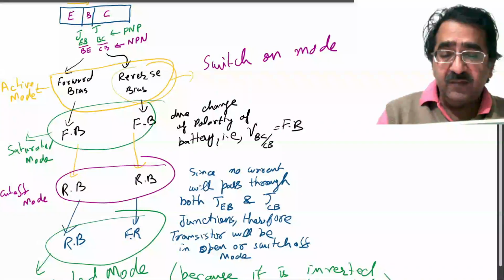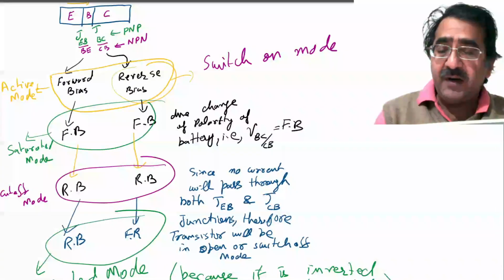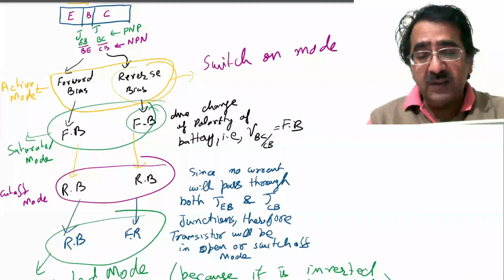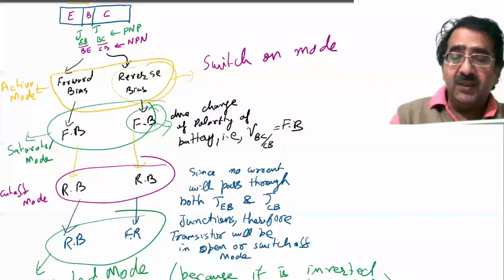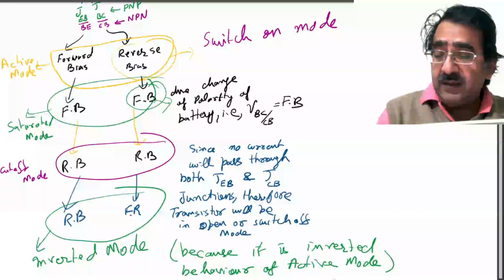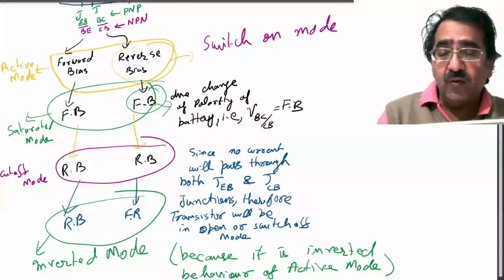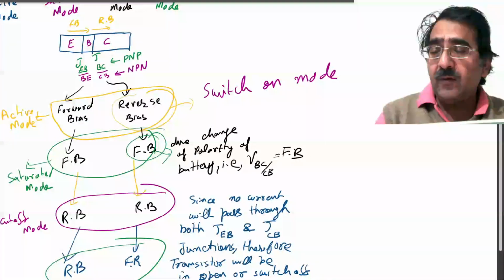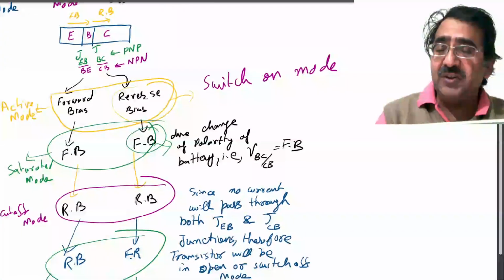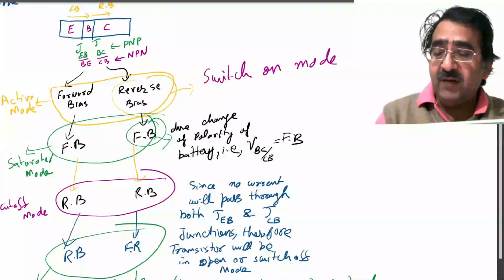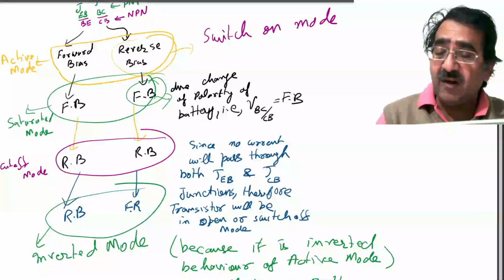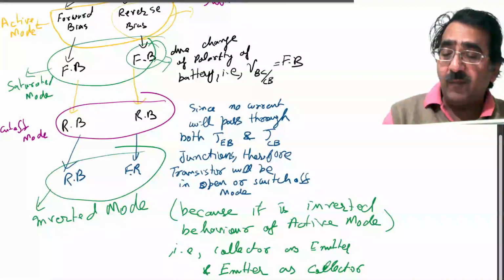This happens when we change the polarity of this junction, due to the change of polarity of the battery. In the cutoff mode, both junctions will be reverse biased, so no current will flow through either the emitter-base junction or the base-collector junction. Because both are reverse biased, the circuit will behave like an open circuit, or switch-off mode. So cutoff mode is like a switch-off mode.